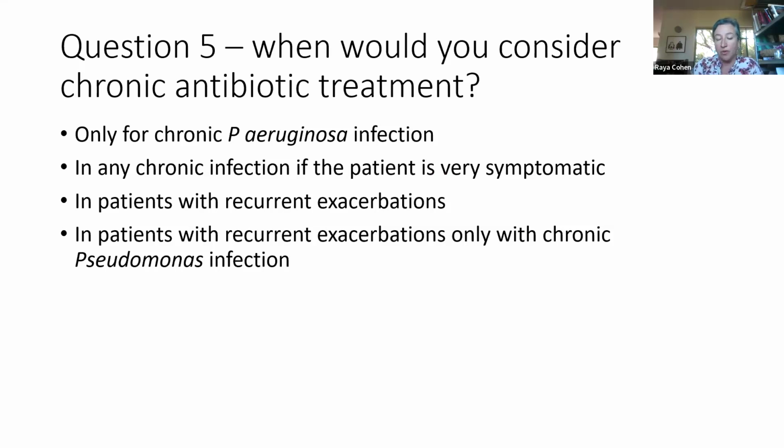And we'll go on to our last question. If we could have the poll, thank you. When would you consider chronic antibiotic treatment for your patient? So I'll read the answers. Only for chronic Pseudomonas infection. In any chronic infection, if the patient is very symptomatic. In patients with recurrent exacerbations, or in patients with recurrent exacerbations only with chronic Pseudomonas infection.